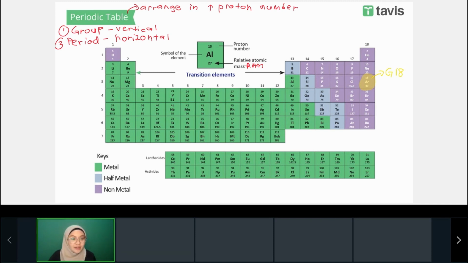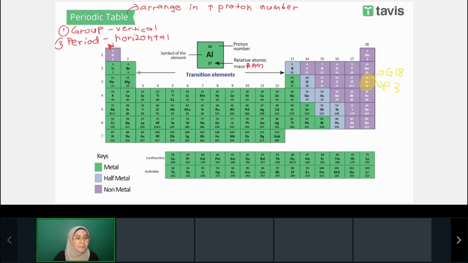What is the period of argon? Let's see the period of argon. Argon is over here. Now the period is 3. Argon has period 3. Argon belongs to group 18 and period 3. That's how we identify the group and period.